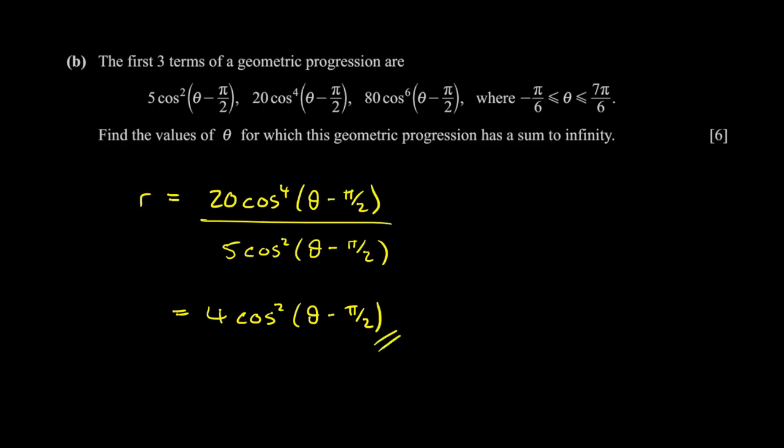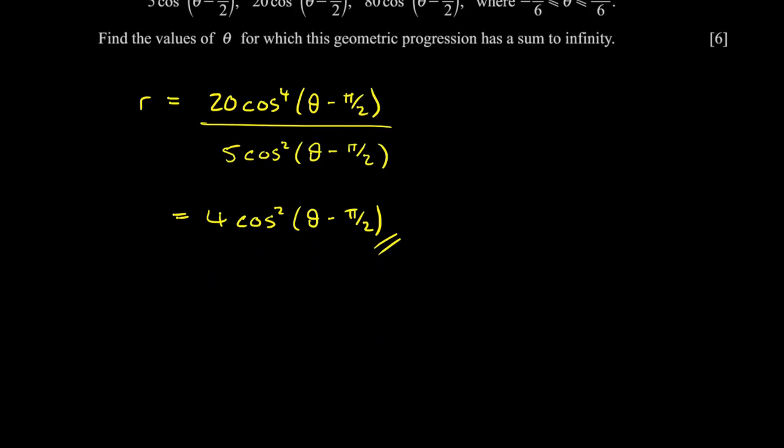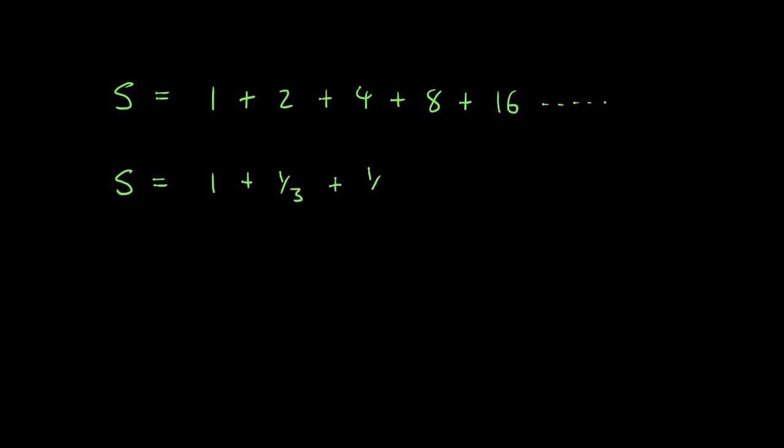Okay, then. Now, we're asked to find the values of theta for which this geometric progression has a sum to infinity. We need to understand this idea of sum to infinity. Let's say I have two different geometric progressions, which I'm adding up. The first geometric progression is 1 plus 2 plus 4 plus 8 plus 16, and so on and so on. And the second geometric progression is 1 plus a third plus a ninth plus 1 upon 27, and so on and so on.